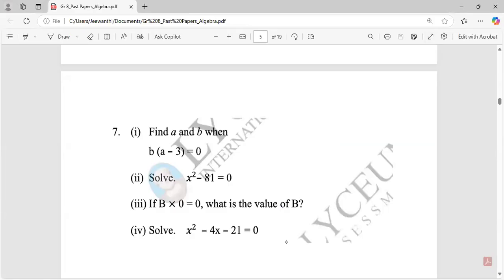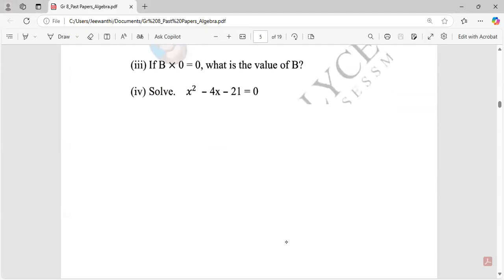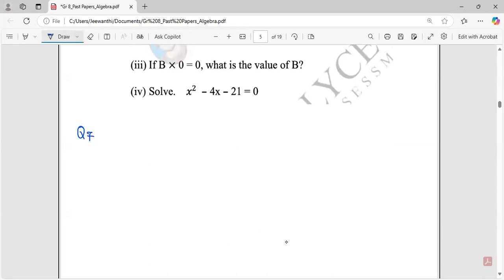So here, question number 7, the same way I do, I put the question number correctly. So this is question number 7. And then I write the subpart. It is question Roman number 1. You want to find the B and A when B times A minus 3 is equal to 0.